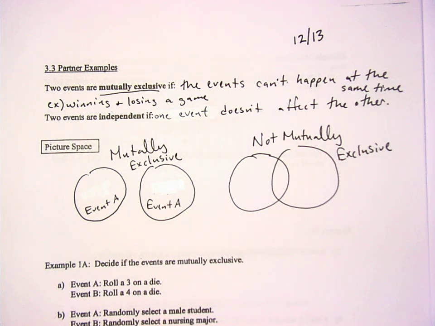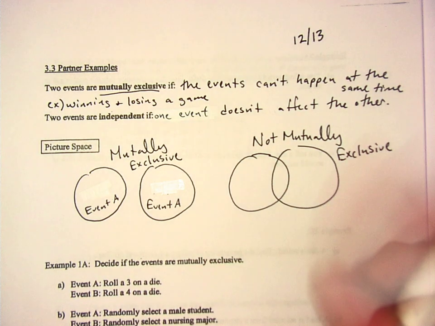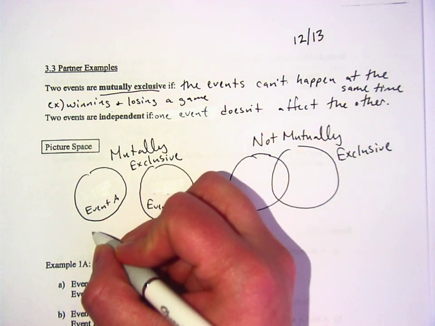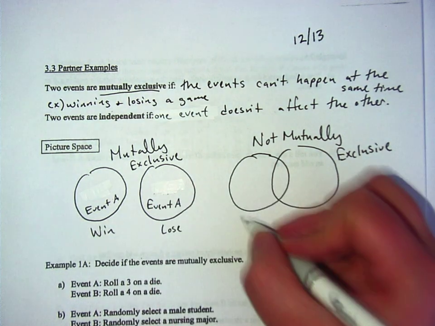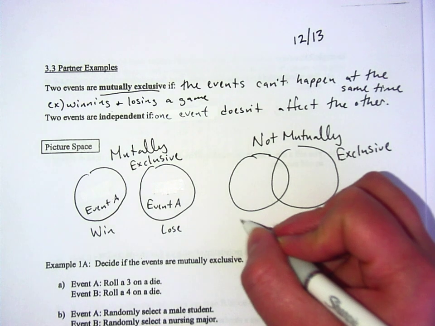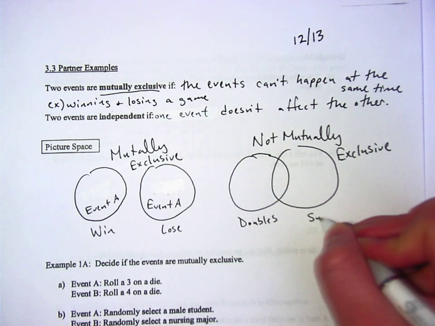Okay, so if things are not mutually exclusive, that means that they could happen at the same time. Here's an example of that. Rolling doubles and getting two dice that add up to a 6. Okay, so this is winning and losing, can't happen at the same time. This is like getting doubles and getting a sum of 6.